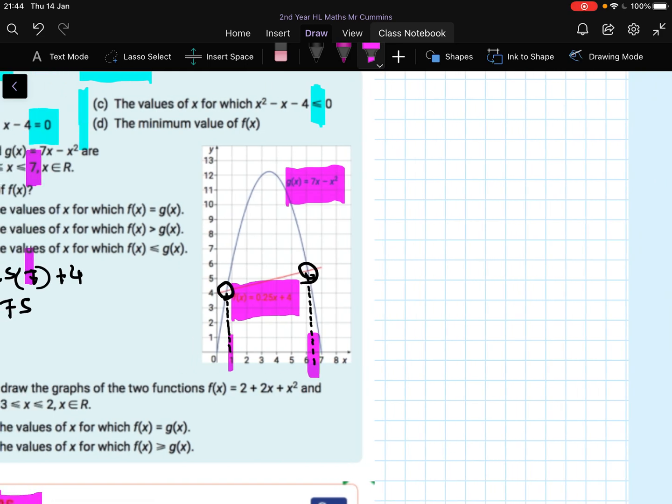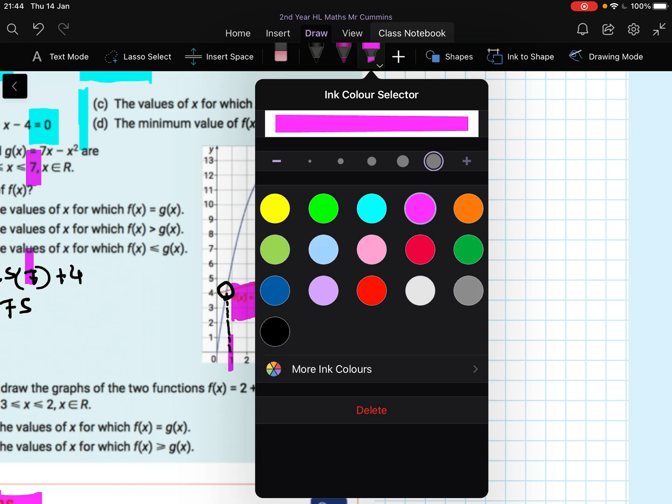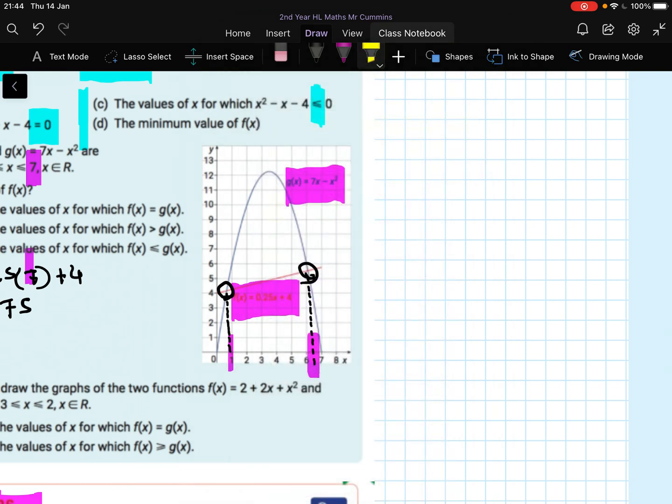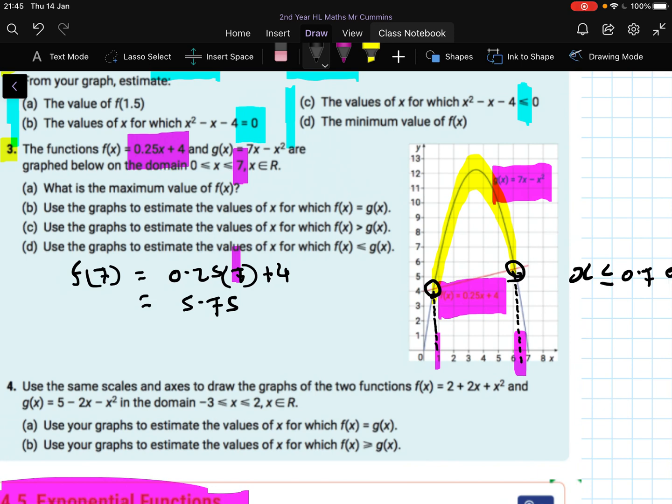Everywhere above that, I'll do a different color, I'll go yellow. Everywhere above that, so where x is less than or equal to 0.7 and where x is greater than 6.1. So your answer is going to be written like x is less than or equal to 0.7 or x is greater than 6.1. So all in the middle there, this whole middle section, the yellow part, is where f of x is going to be greater than g of x.